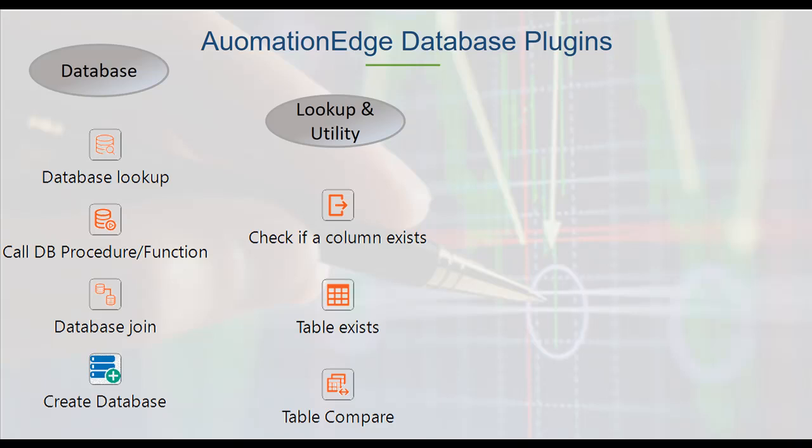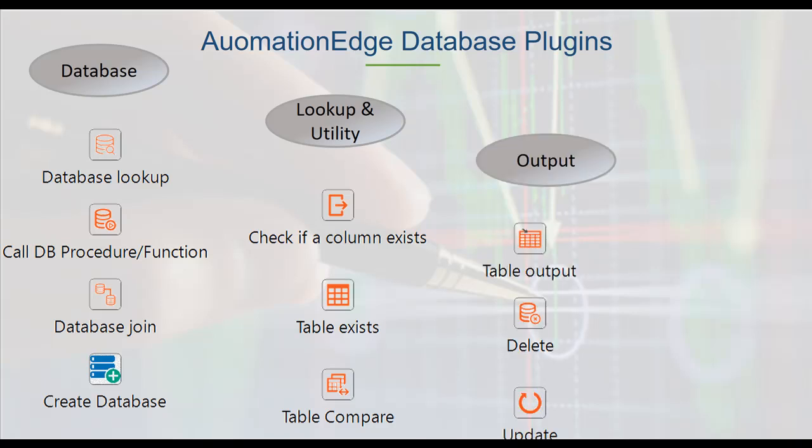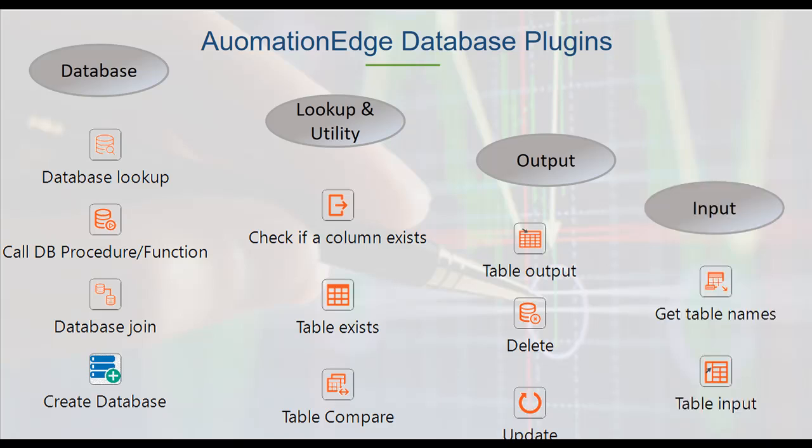These are a few lookup and utility plugins which can be used to check whether the table exists or not, to compare two different tables, or to check whether a column exists or not. These are a few output plugins which can be used to store the details into the table, to delete the data from the table, or to update data of the table. These are a few input plugins which can be used to get the table names from the database or to read the table data from the table.